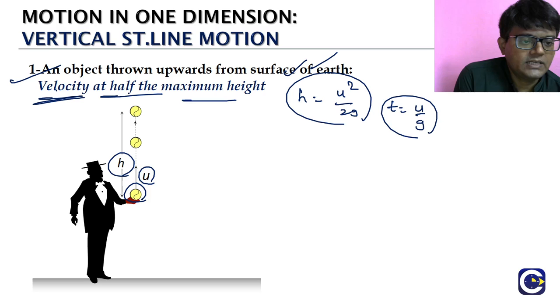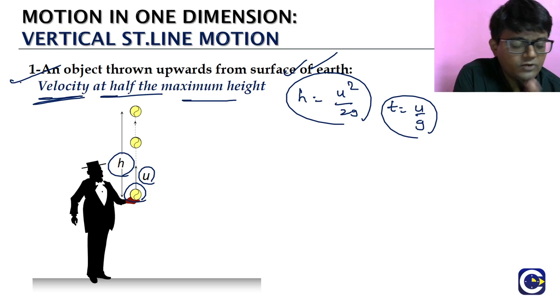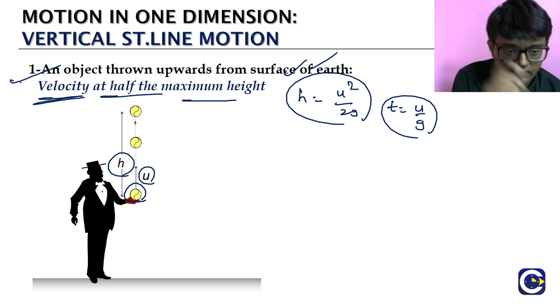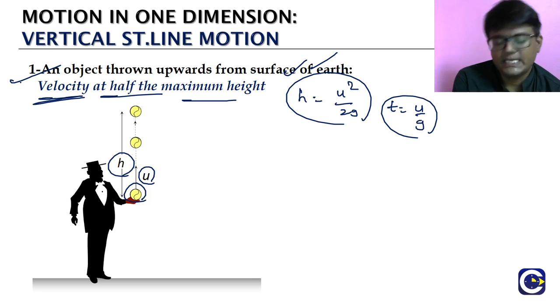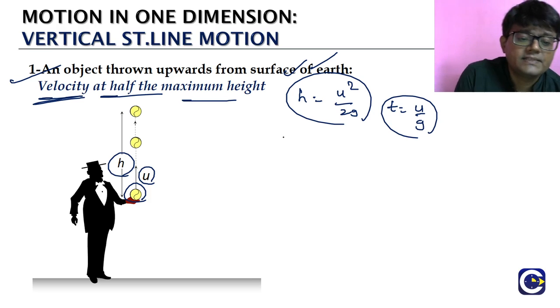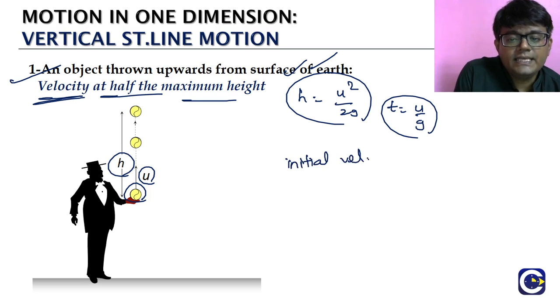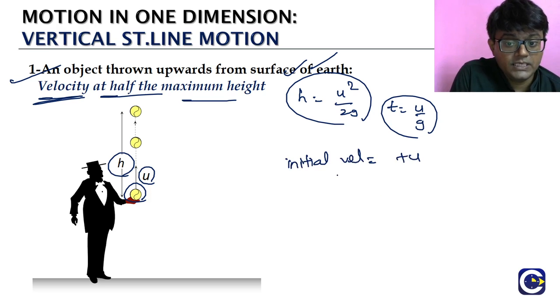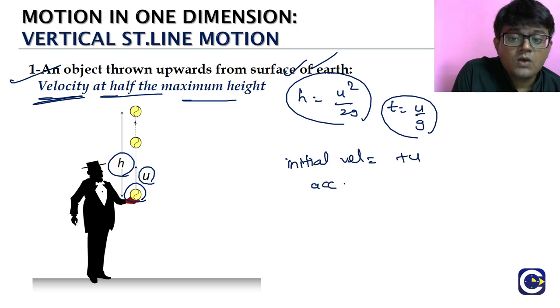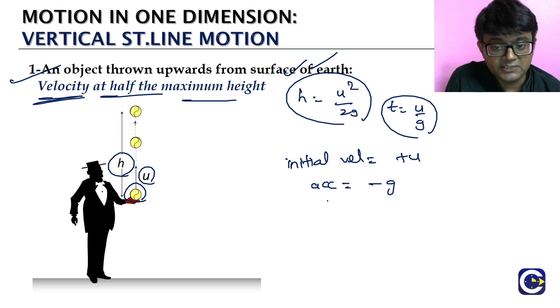Look at this particular case. This is like a question itself. We have to find what? Velocity at half the maximum height. What we are required to find here? Velocity at half the maximum height. Means, look at it. So here it is assumed that the initial velocity is given. As per the convention, you will take it as what? Initial velocity will be positive. What about the acceleration? Minus g.